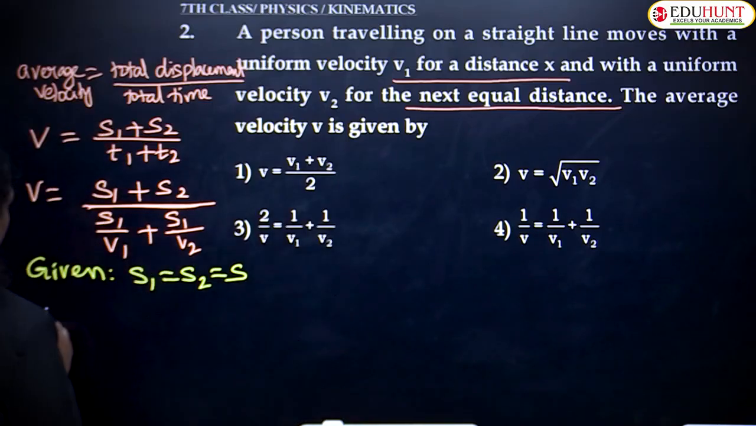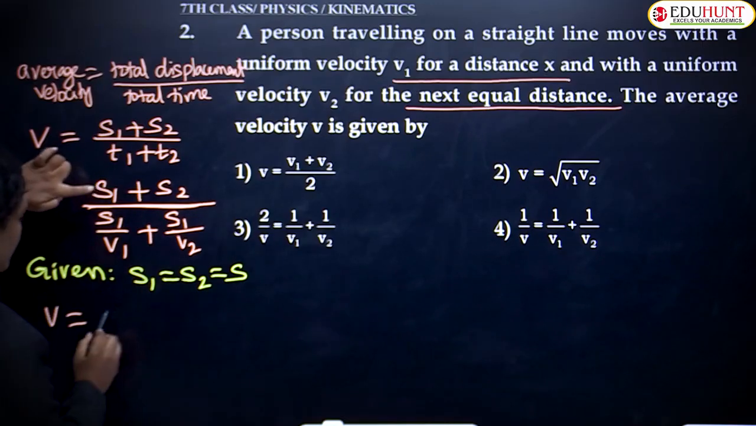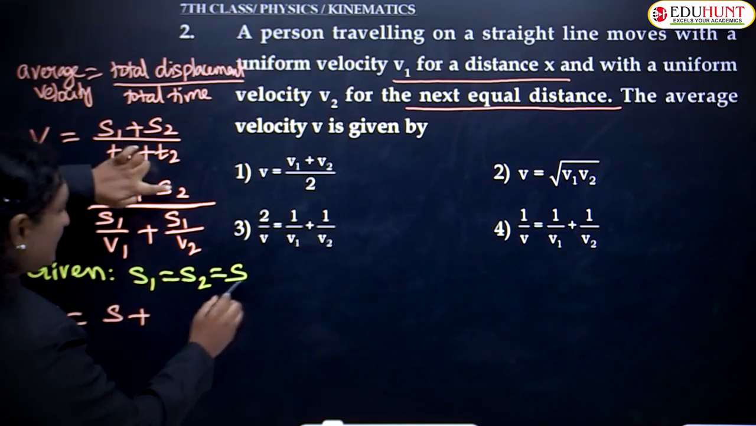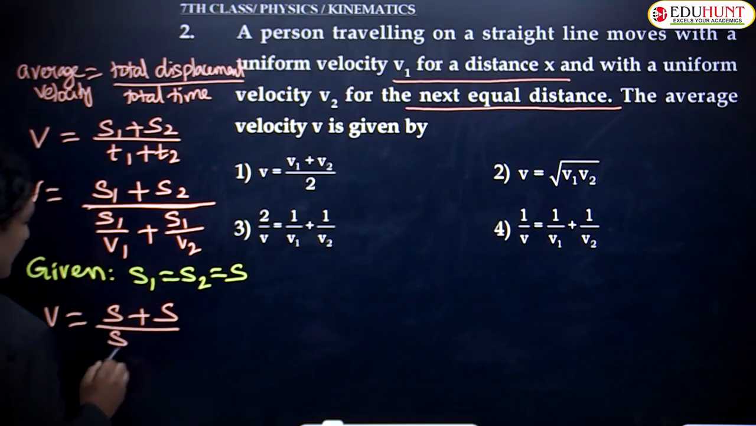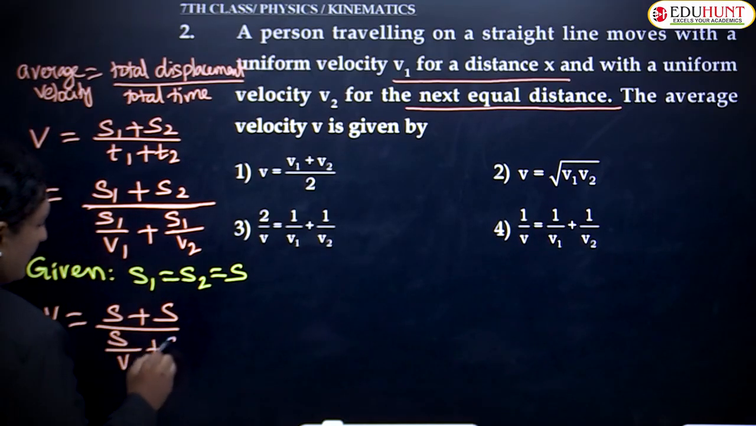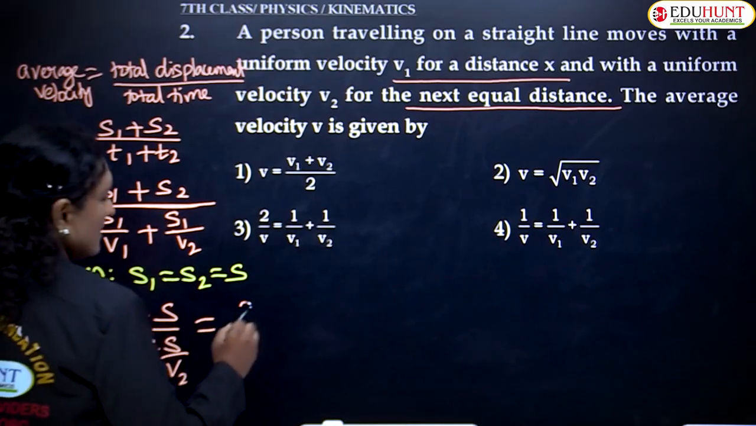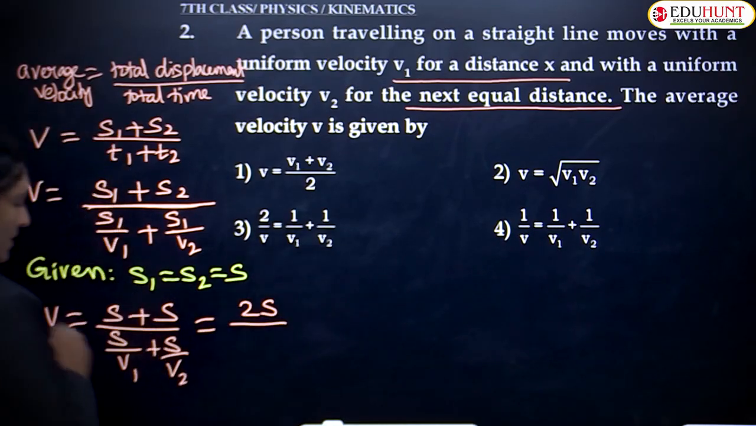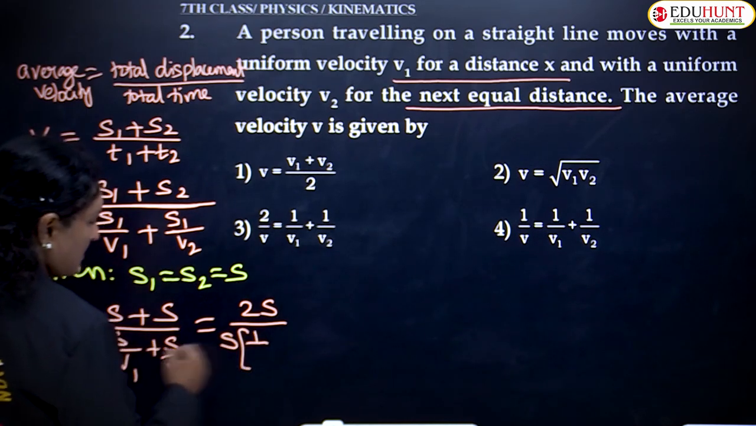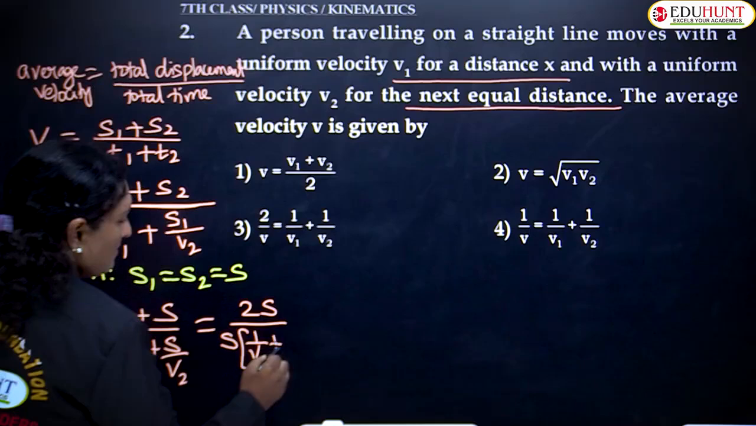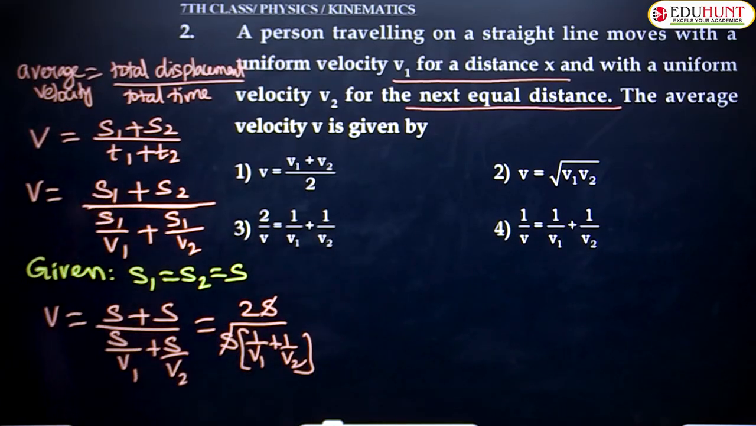Substituting in the above question, we have average velocity v can be written as: instead of s1 I can replace it with s, again instead of s2 I can replace it with s, upon s upon v1, again s2 as s upon v2. So after simplifying, how much are you getting? 2s upon, what is common, children? s is common. Then you are left with s taken common, which means 1 by v1 plus 1 by v2. So s and s get cancelled.